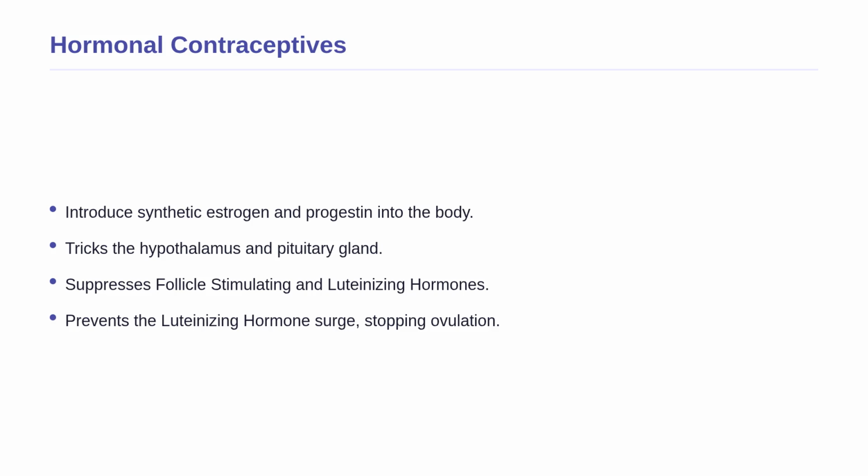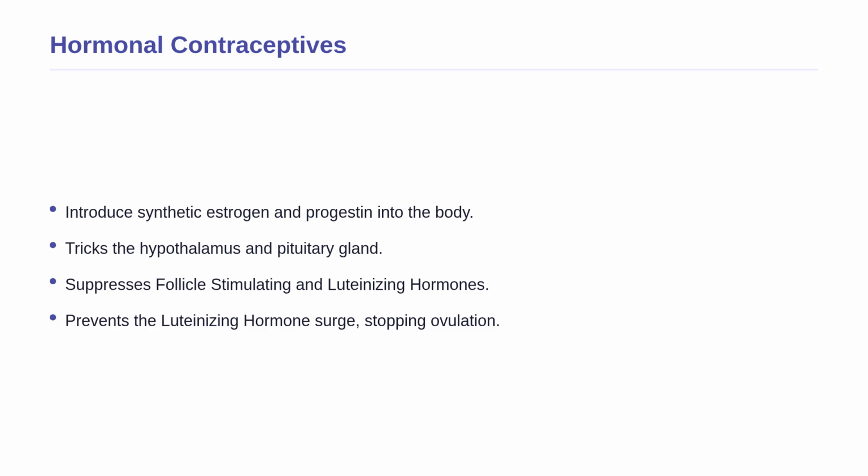While barrier methods use physical blocks, other methods alter the body's internal chemistry. Hormonal methods, like birth control pills, patches, and injections, take a biochemical approach. They introduce synthetic estrogen and progestin into the female body. These hormones trick the hypothalamus and pituitary gland into thinking the body is already pregnant.